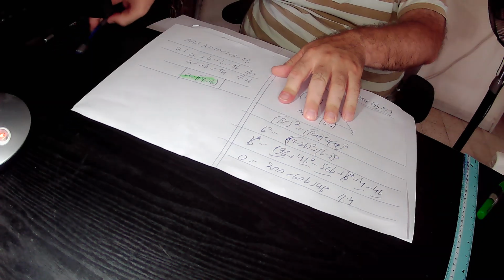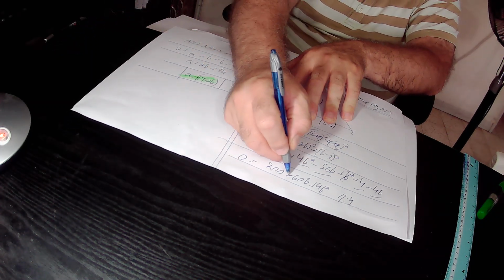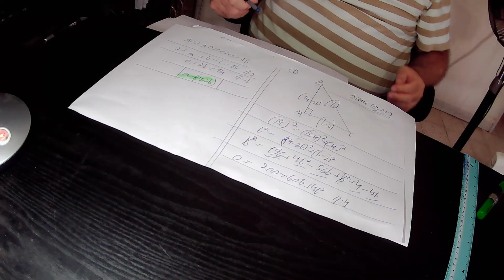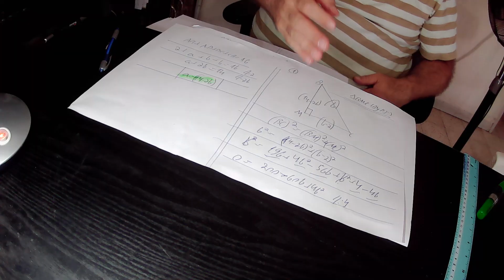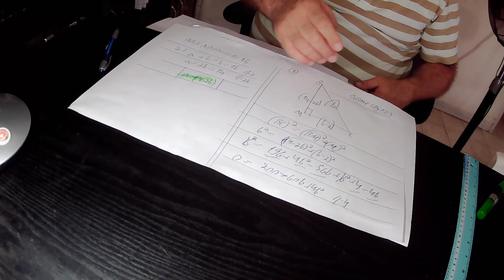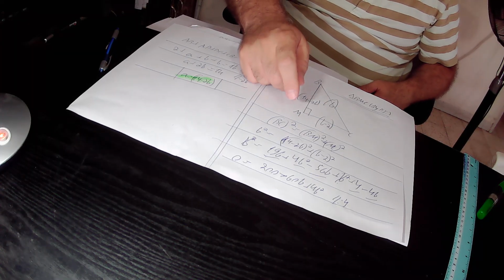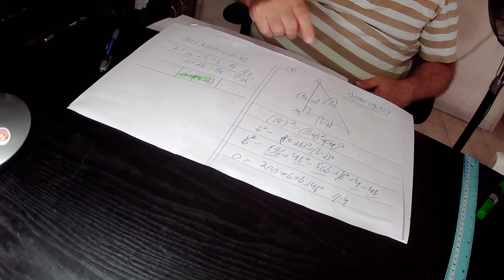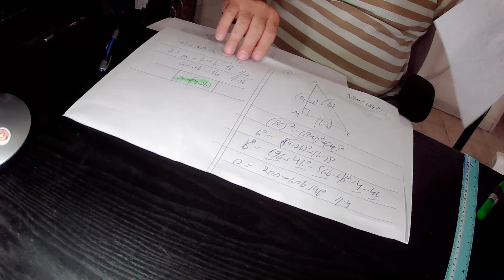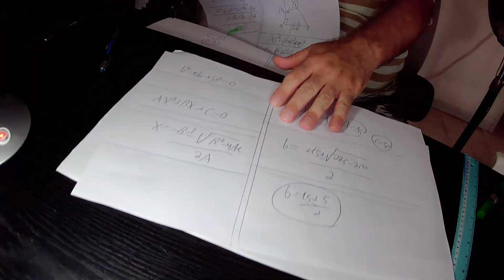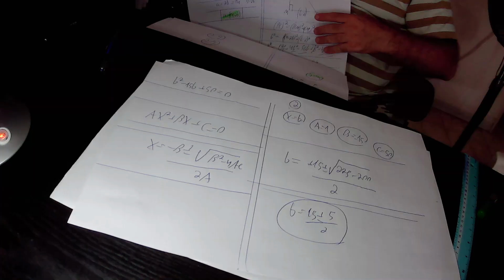Here we divided this equation by 4 and found out that 4b squared over 4 is b squared, minus 60b over 4 is minus 15b, and 200 over 4 is 50. So in total, we found out that b squared minus 15b plus 50 equals 0.